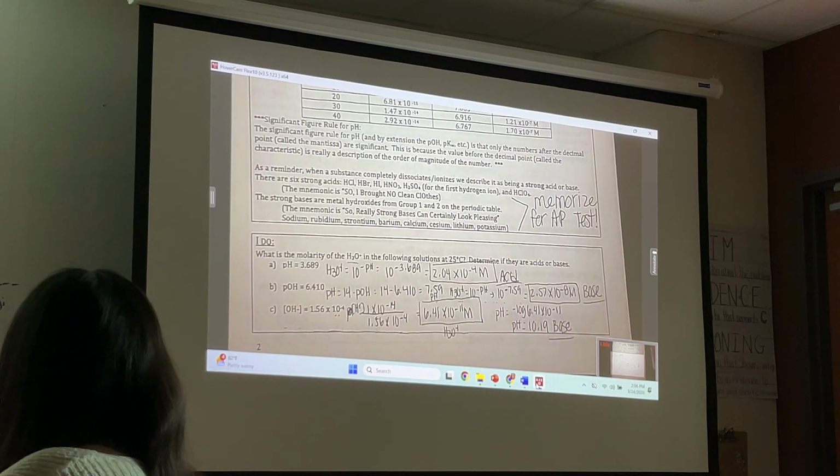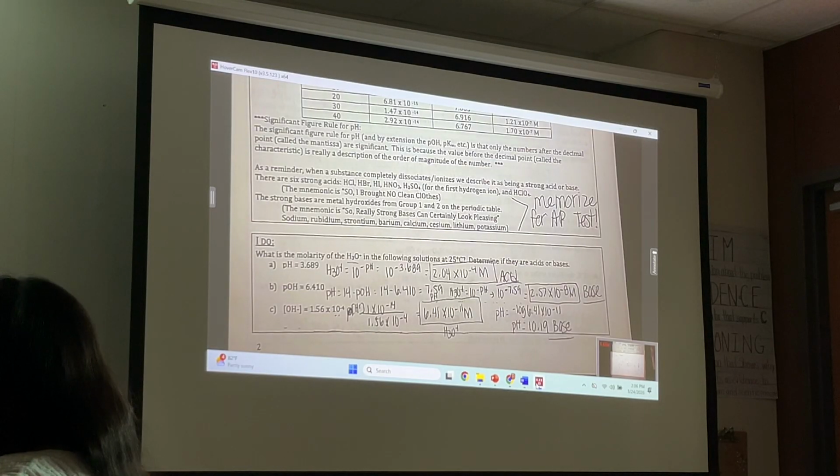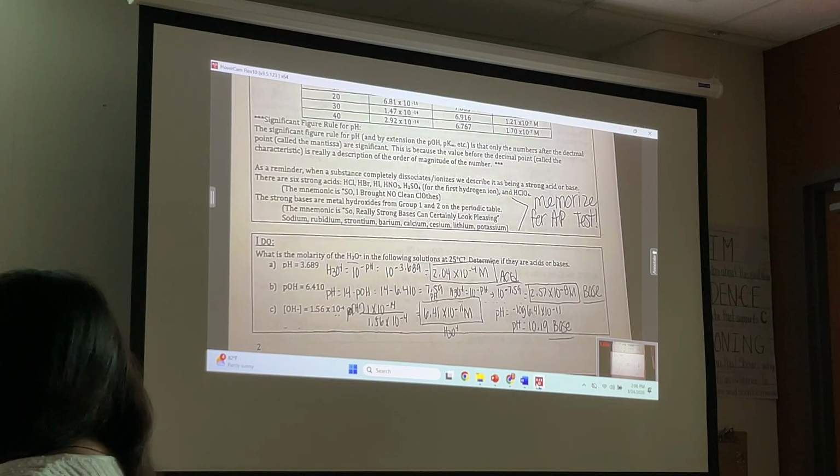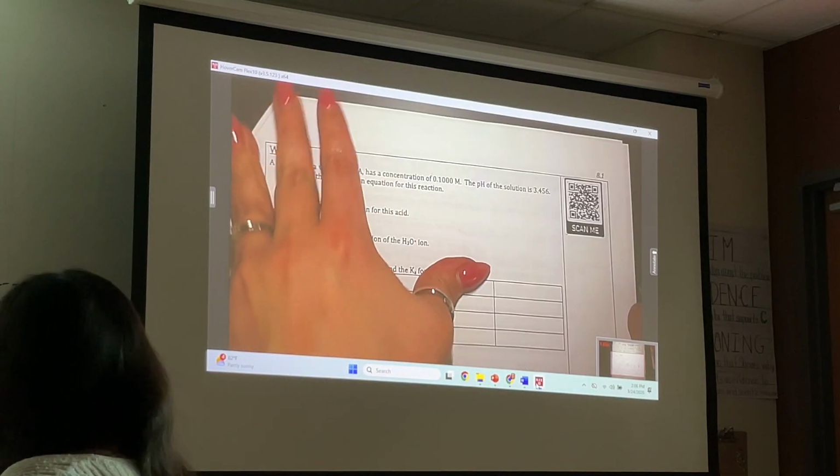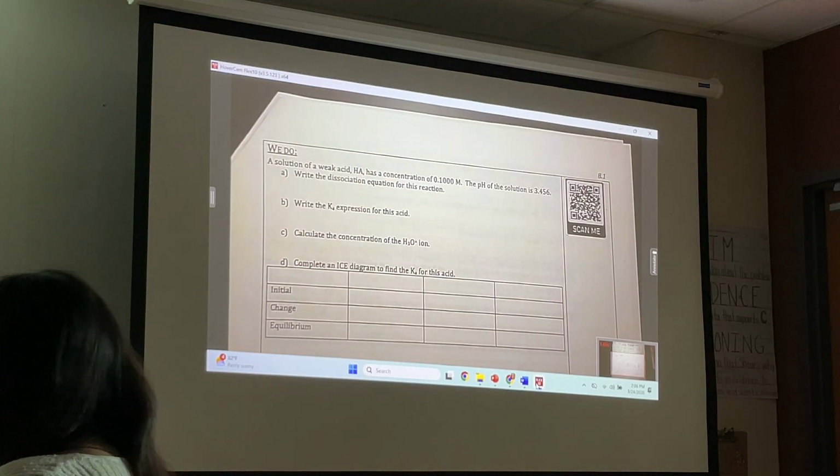Now, besides having the easy flow type of math, we are also going to have ICE tables in here. Anytime we have anything that deals with concentrations, we are going to have an ICE table present. So considering that we're familiar with it now, let's go and try out my WeDo where we happen to have an ICE table.